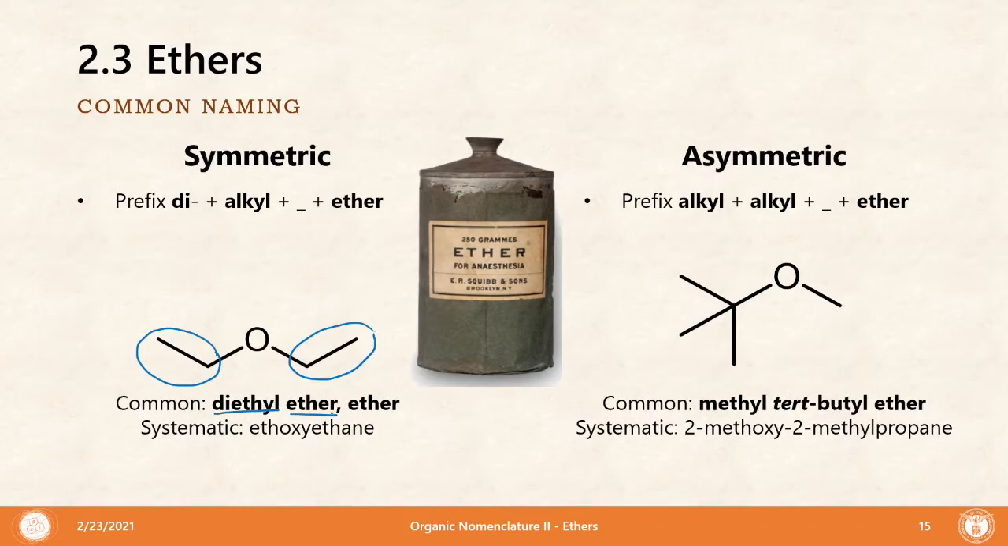For asymmetric, we name it as alkyl and then alkyl, separated by a space, and then ether. And we typically arrange the two alkyl names in alphabetic order, but there are some exceptions to this. For example, methyl tert-butyl ether, which is also abbreviated as MTBE. So in this compound we have methyl and then we have tert-butyl.